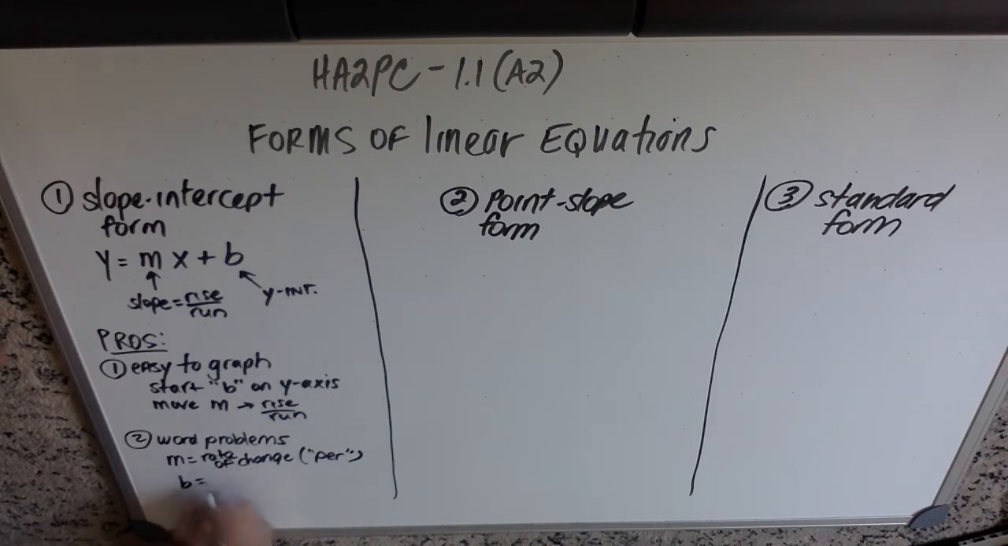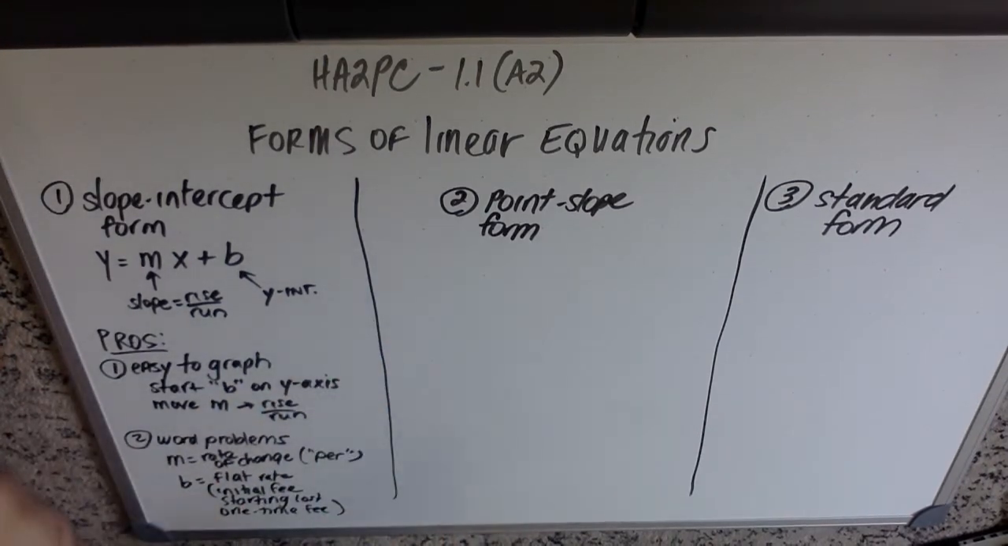And b is usually some flat rate, or you might hear initial fee, or starting cost, right? Or one-time fee. Okay, so that's usually our b. So slope-intercept is useful in word problems because very frequently you're given both of these pieces of information in the word problem. All right, so let's talk about point slope, which is my personal favorite.